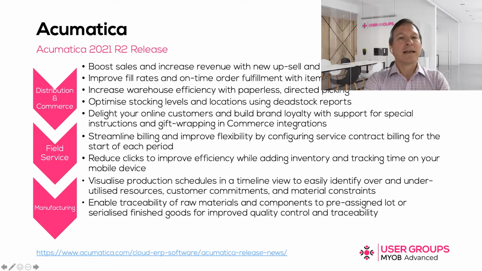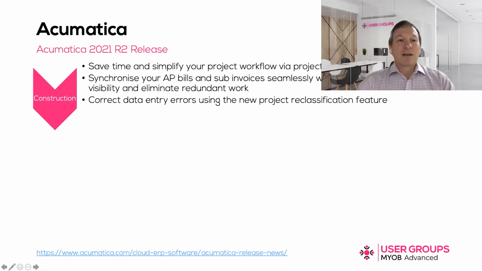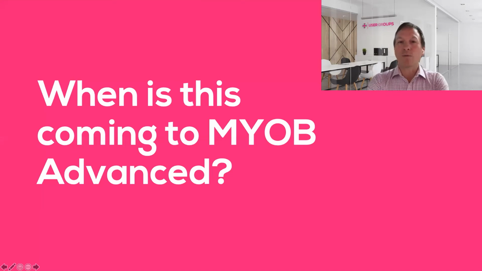In terms of manufacturing, there's now a visualization around the production scheduling to more easily identify over and underutilized resources, and how that compares in line with raw material shortages, some material constraints, and also customer commitments, which kind of leads into the CTP changes that have been introduced in the current version 2021.1 of MYOB Advanced. And look, that gives you a little bit of an idea of what's coming, some changes around construction as well. And of course, this will be coming soon to MYOB Advanced.